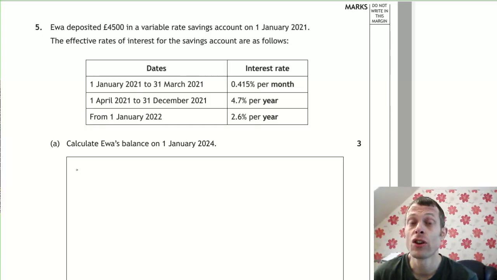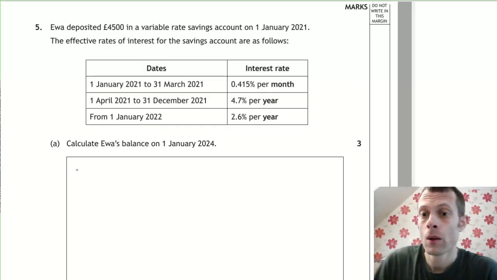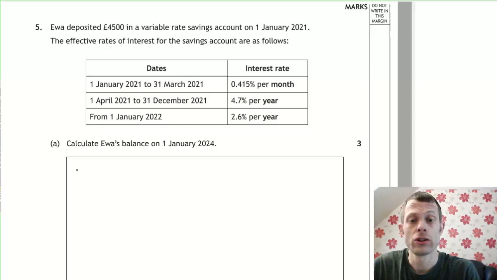Question 5 is another one with interest rates, and this time it's money accumulating in a savings account. And we have multiple rates of interest, although we only have one payment at the very beginning. So this is not as complicated as it might be. We want Eva's balance on the 1st of January 2024.